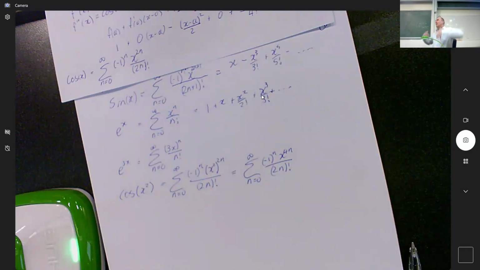So sometimes with my Taylor polynomials, there are shortcuts. Okay. So those are some of the dodgy tricks.